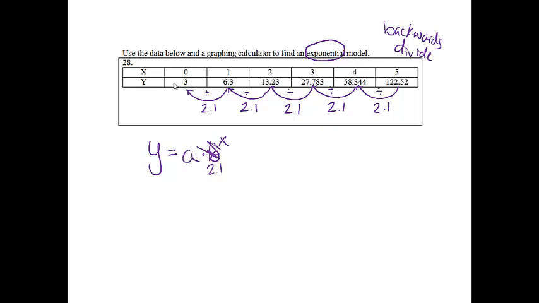My A is what's happening at 0, and nicely in this problem we did see what's happening at 0. So my Y value at 0 is 3, so that's my A value. If they did not give you that, we could always just take where we're at and keep backwards dividing until we get back to an X value of 0. So my exponential function for this one is Y equals 3 times 2.1 raised to the X power. Make sure again the X is up in the exponential spot.